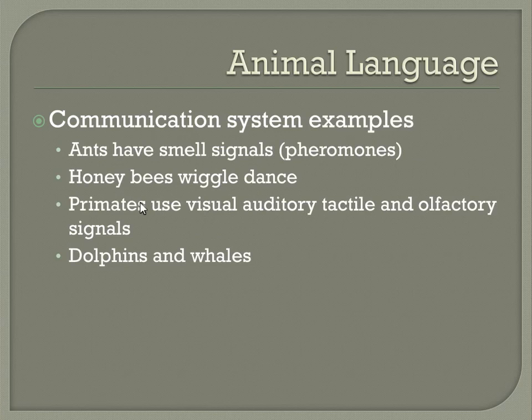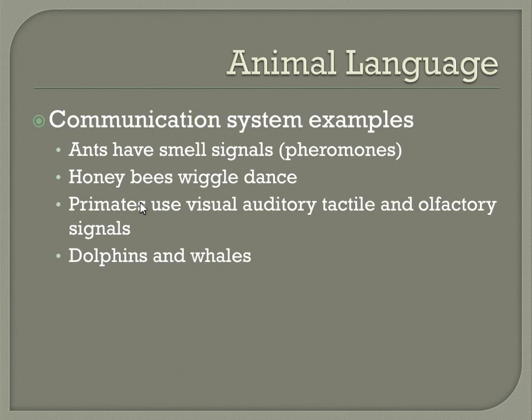Okay. So some communication system examples that we know animals do. Animals have smell signals, pheromones, that ants use to indicate where something is. Honeybees do this wiggle dance, a circular figure-8 thing, to indicate where to find flowers.